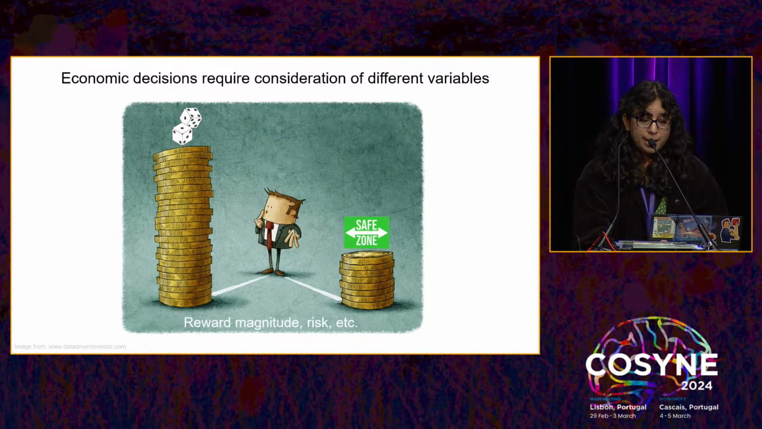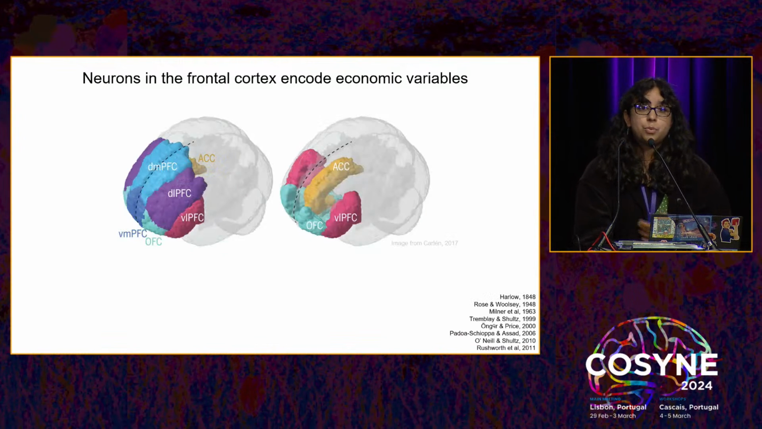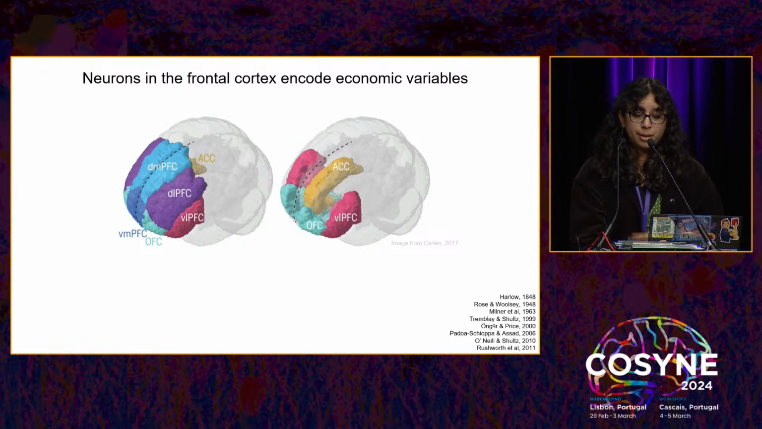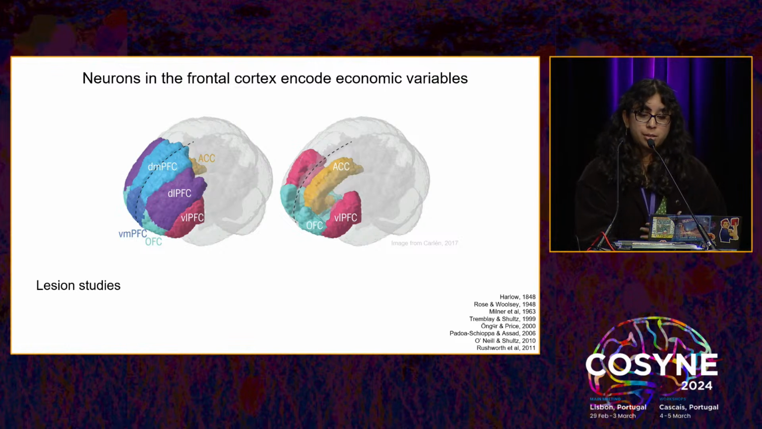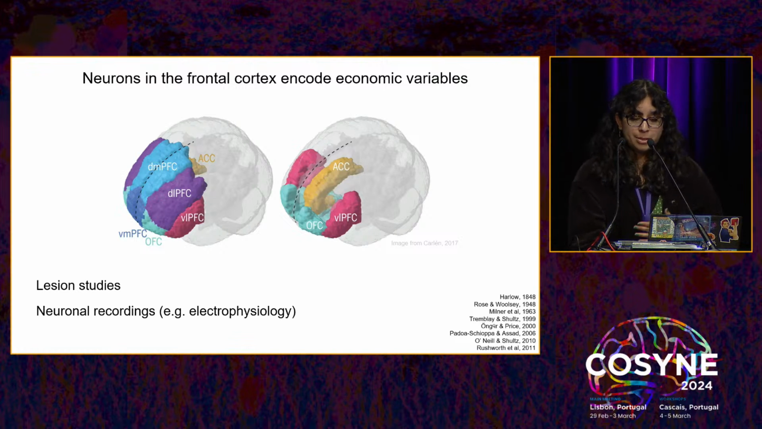And a key question that arises here is, how do neuronal signals represent economic variables? It's well established that the frontal cortex plays a critical role in economic decision-making. Early lesion studies in humans and non-human primates demonstrated that damage to the frontal cortex impairs decision-making. Since then, a raft of electrophysiological studies have revealed that neurons across the frontal cortex can represent a diverse range of economic variables across behaviorally relevant timescales. However, despite this progress, it remains unclear how these representations are structured within frontal cortex.